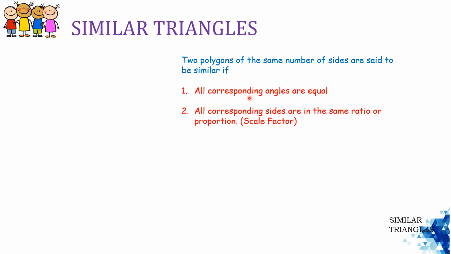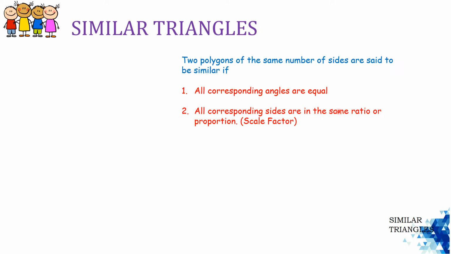Okay, all the corresponding angles should be equal and all the corresponding sides should be in the same ratio, or proportional. That is, the ratio between the corresponding sides should be equal. If these two conditions are satisfied for any polygons, then we can say that the polygons are similar. What are the conditions?